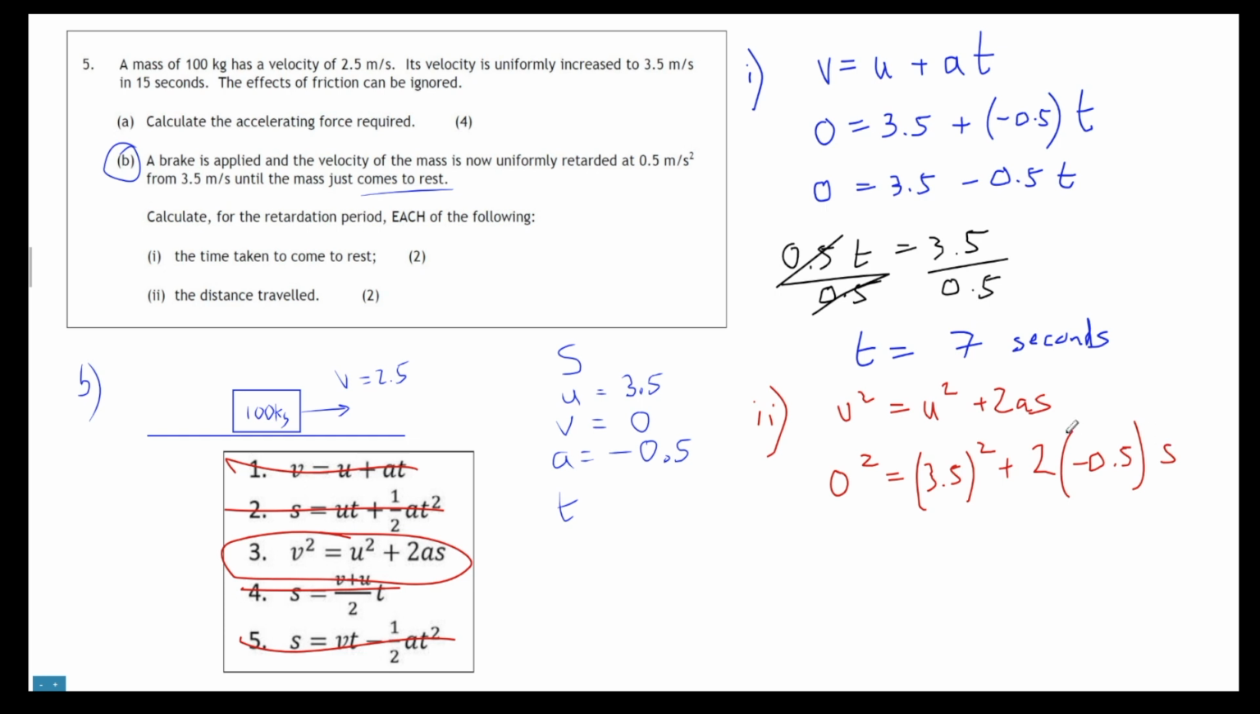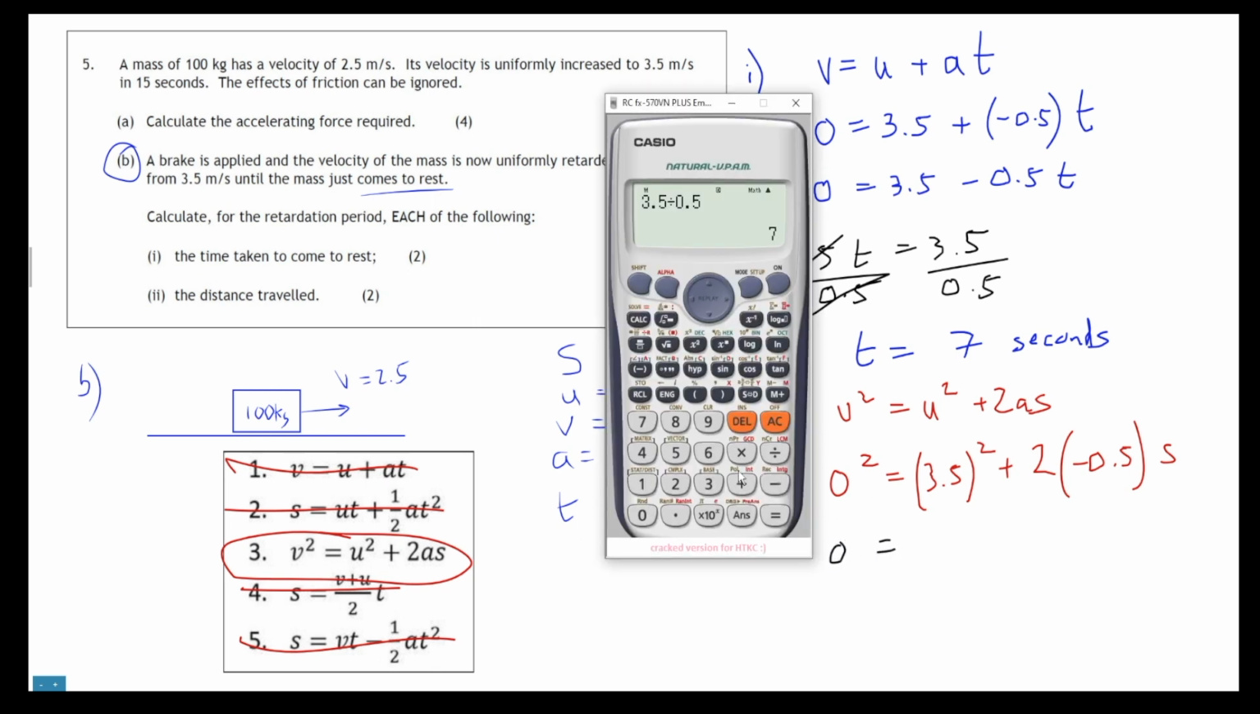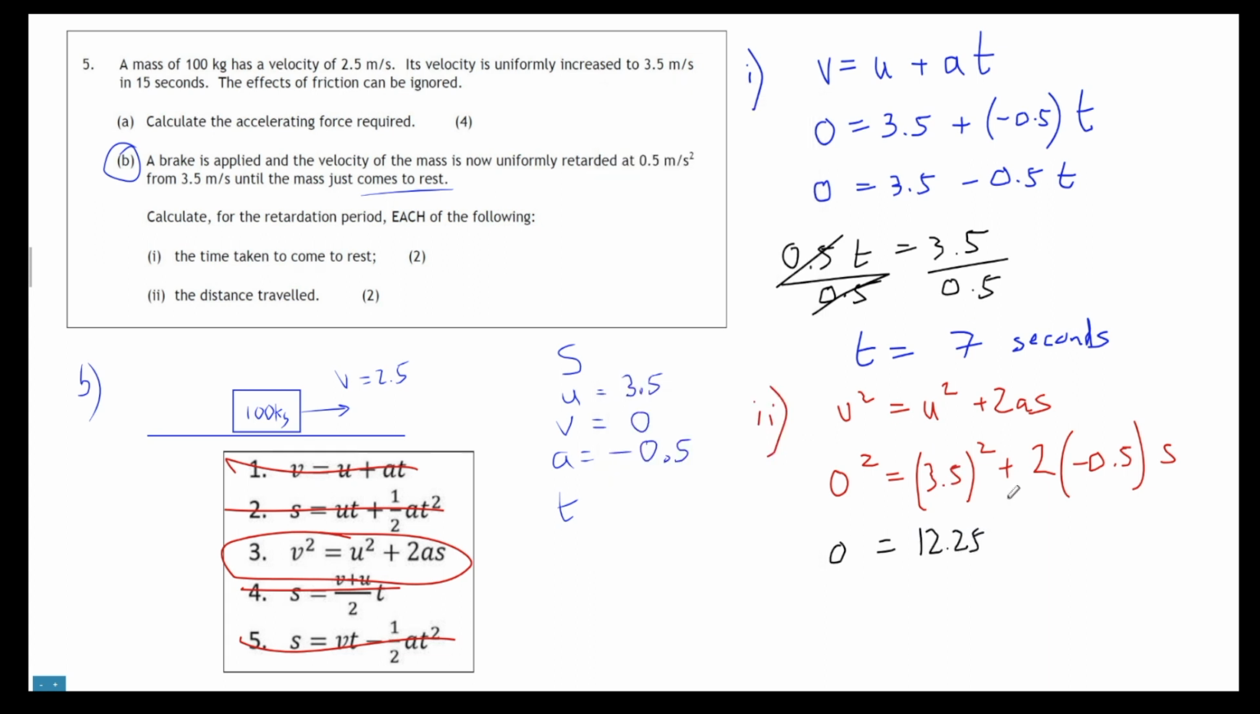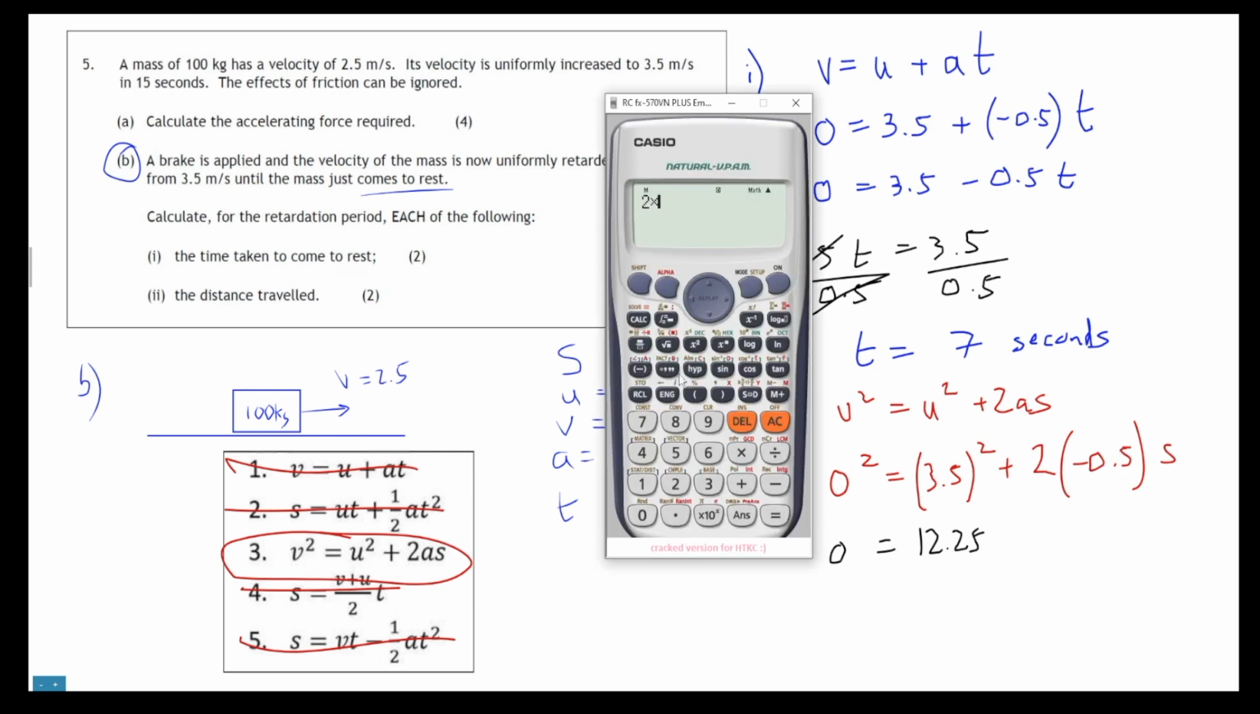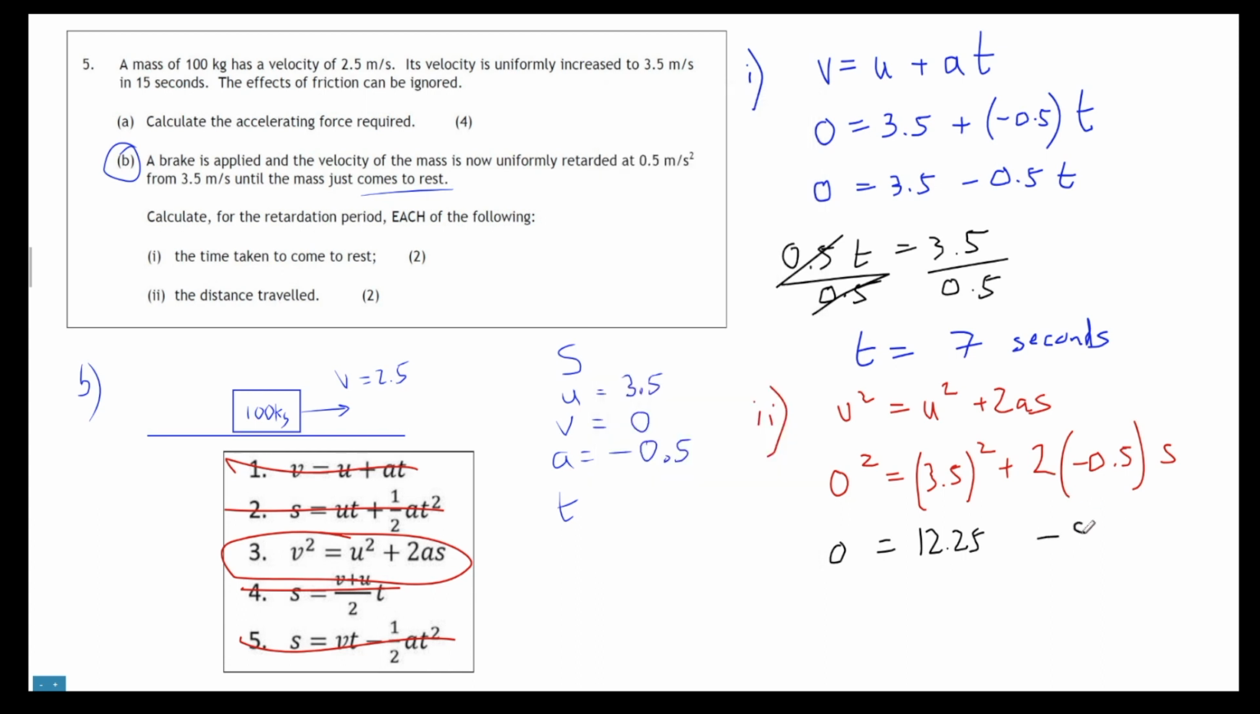Should have called it x because it looks too much like a 5. But okay, we'll keep it like that. 0 squared is 0. 3.5 squared, I don't know, what's that? 3.5 squared is 12.25. 2 times a negative 0.5 is negative 1 for sure. But let's do it on a calculator just to check, just so you can see it. It's definitely negative 1, so negative s.